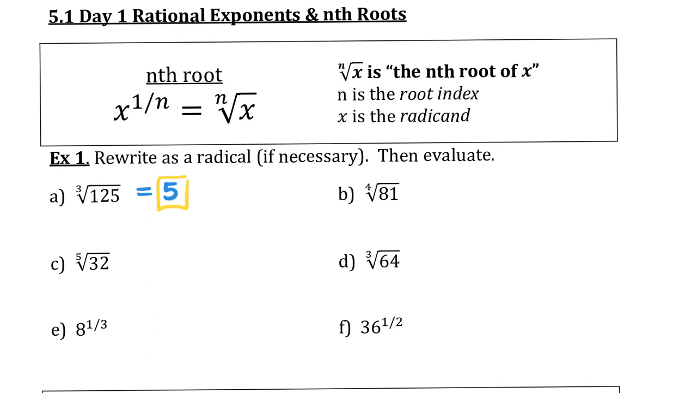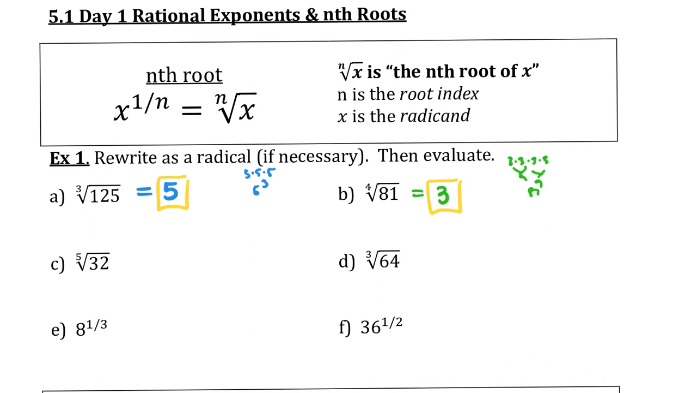The reason it is 5 is because if I do 5 times 5 times 5, it equals 125. So 5 to the third is 125. Based on that, if we look at B, what do you think the fourth root of 81 is? You do kind of have to guess and check. I'm guessing 3 is a good guess. Let's test it. 3 times 3 times 3 times 3. That's 9, 9. That's 81. So the fourth root of 81 is just 3. And the more you see these, the easier they will get.